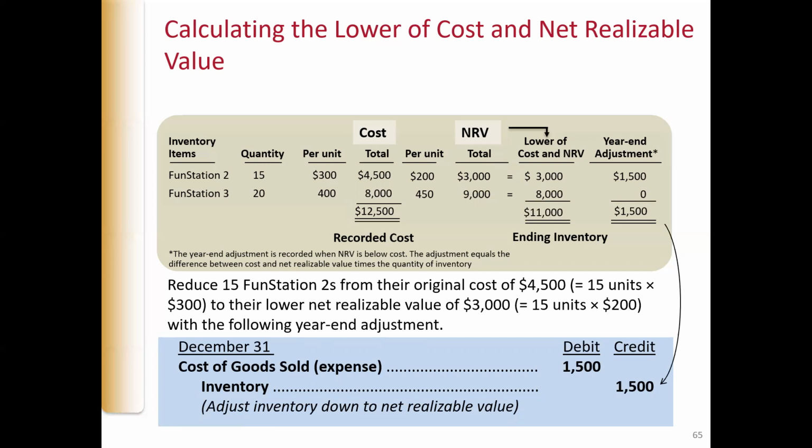Remember, if cost is lower, there's nothing we need to do. But if net realizable value is lower, then we need to adjust the books. Okay? Can you show me which part you're saying is lower? You see here it says cost, and this says net realizable value. In this example, which is lower? Well, the 3,000 is lower than the 4,500. So we need to adjust our books to net realizable value and do a journal entry.